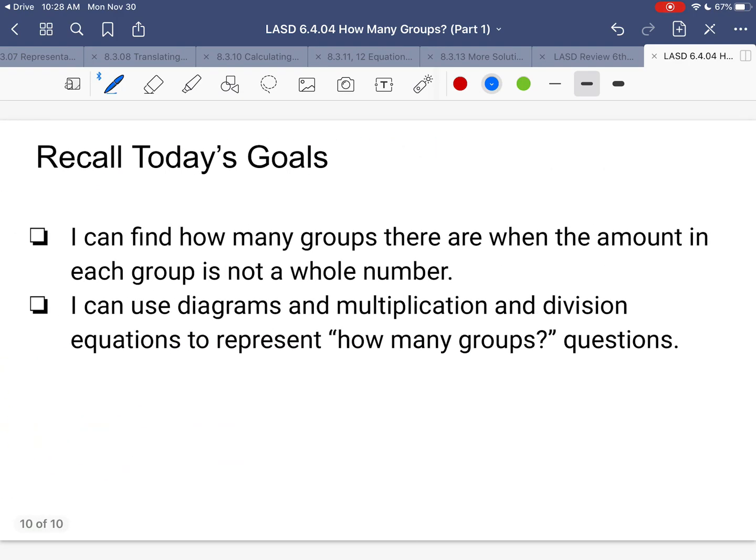So to recall today's goals, you saw how you can find how many groups there are when the amount in each group is not a whole number. And you can use different types of diagrams and multiplication and division equations to represent these questions. And that's the end of today's lesson.